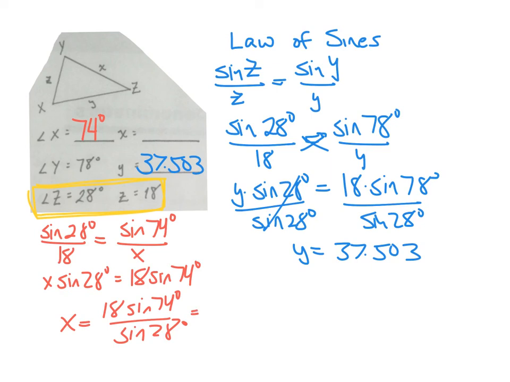Head over to the calculator and let it calculate. When it's all finished, we get 36.855. And now the triangle is solved.